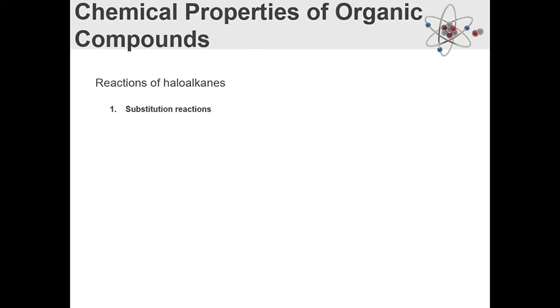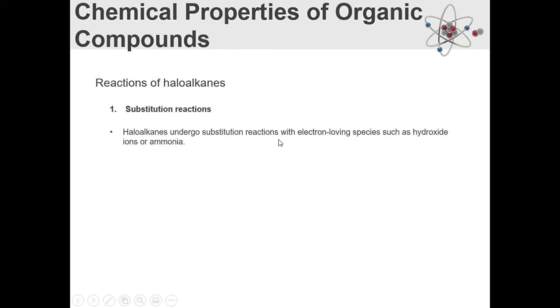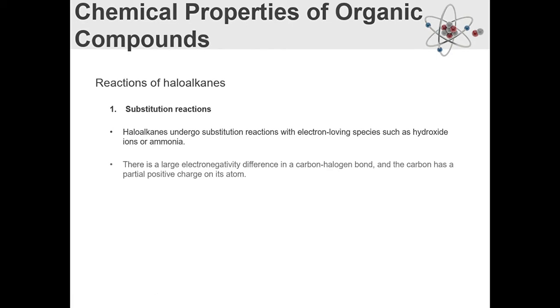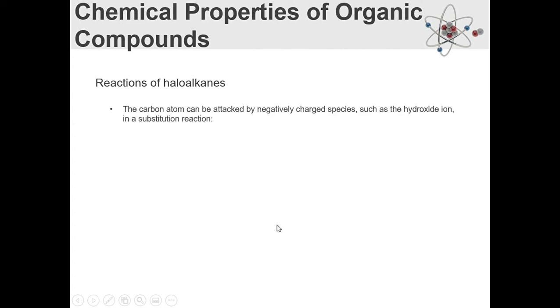Okay, reactions of haloalkanes. So if we have an alkane with a halogen attached, it can also undergo substitution reactions. It can undergo substitution reactions with electron-loving species such as hydroxide ions or ammonia. Because of the large electronegativity difference, basically this carbon is strongly electrophilic, this is not. It gives the carbon a slight positive charge, which means we can create methanol by just chlorinating it first. This is a big point, and I would write it down in your notebook.